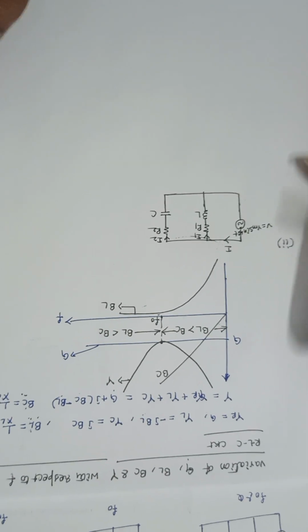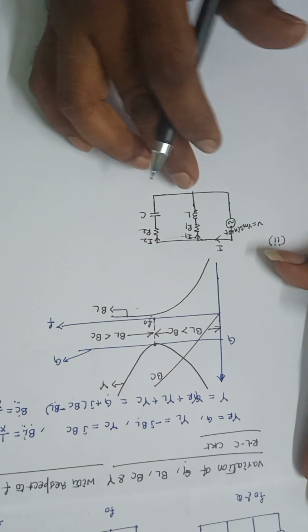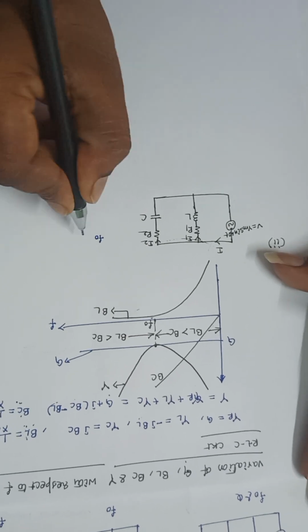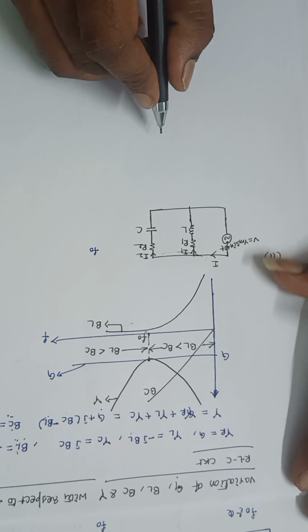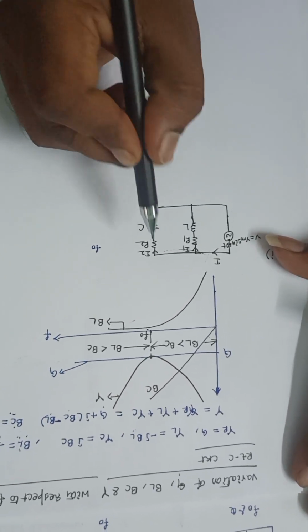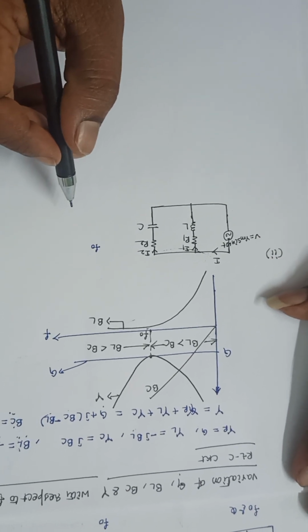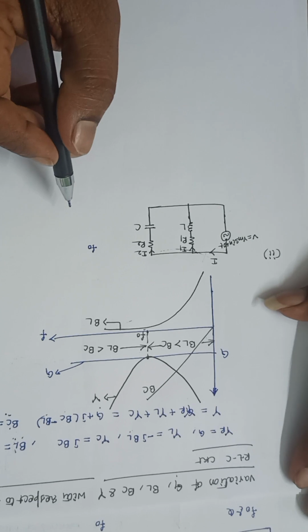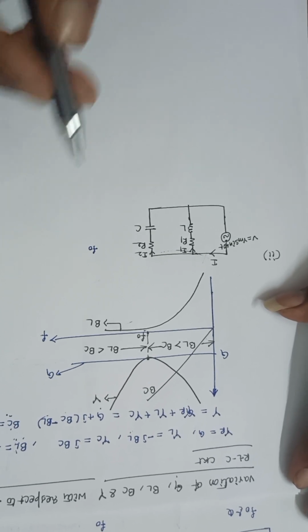Now in this circuit, what I need to find here is the resonance frequency F0. How to find the resonance frequency? As I already told you, first we need to find the admittance. If it is a parallel circuit, first you find the admittance, then you make the imaginary part of that admittance equal to 0, then you will get the condition. From that condition you will get the resonance frequency.